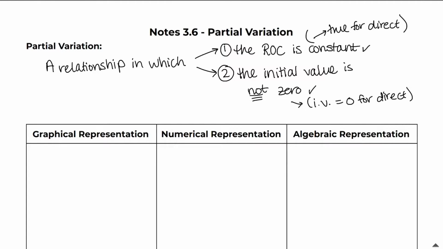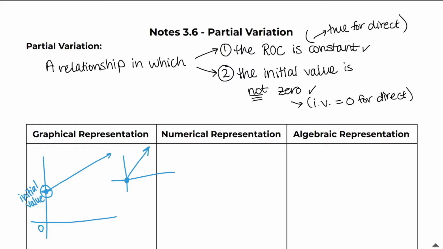So a graphical representation of a partial variation will look as follows. So we would just have our x and our y values here. We've got 0 here. And this time it would start at a number other than 0. So it is no longer starting at 0, 0. It's starting at a new value. So this right here is our initial value, as opposed to when we had direct variation where it would start at 0, 0 and then it would go up or down from there.